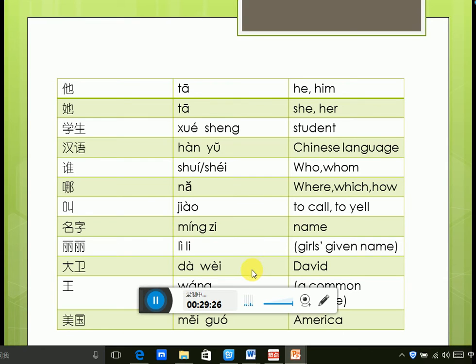王, okay, it's a common family name in China. 美国, America. The word 国 means country or nation. Okay, so 美国 in its direct meaning means American nation.